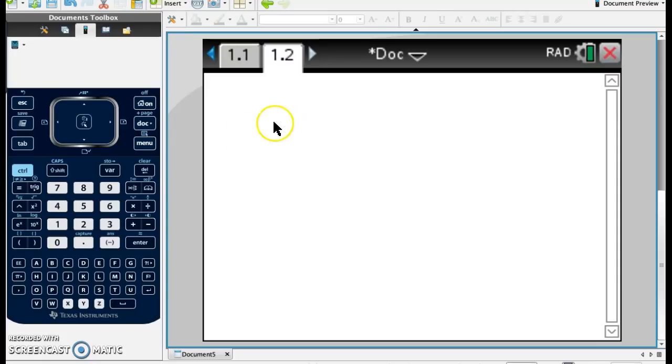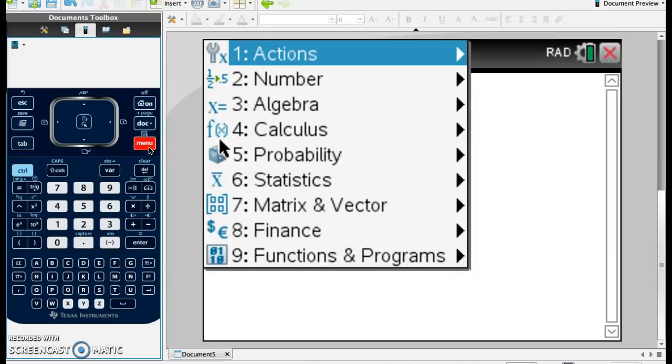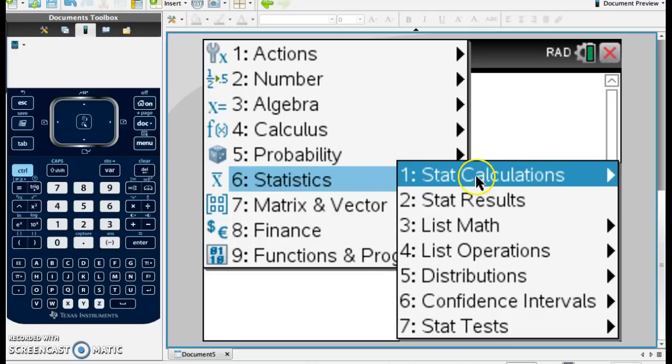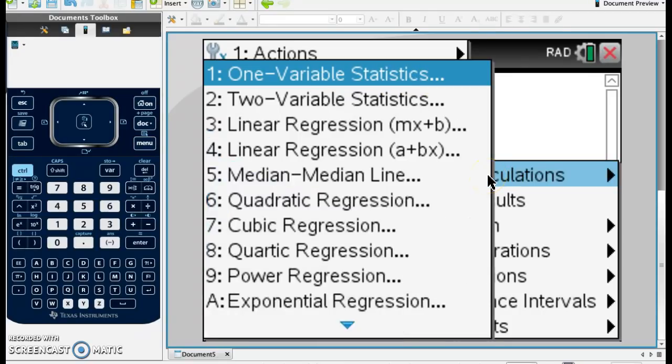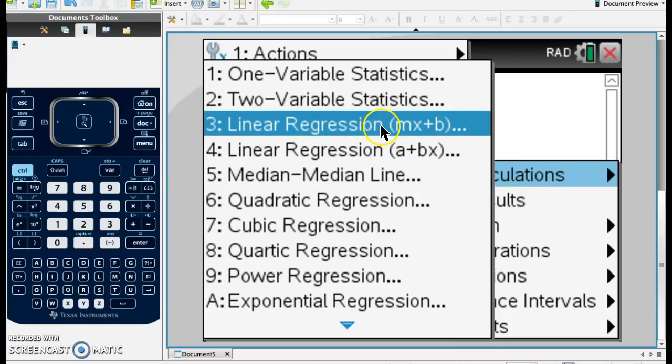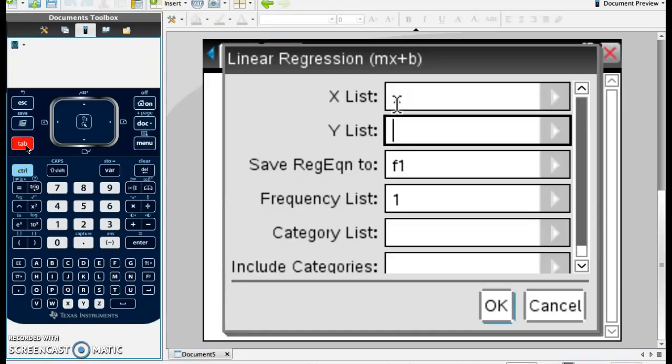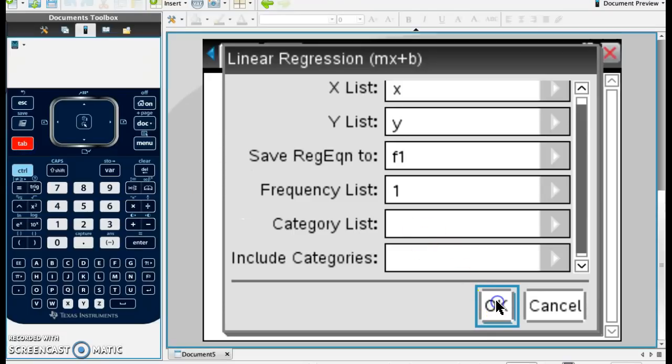And so to do that, we need to hit Menu. And this is actually a statistics feature that we're talking about. And we're going to do some statistic calculations, so number 1. And then we want linear regression, number 3. If you notice, it says mx plus b, which is the linear function that we've talked about most of the first semester. So we click that, and our x list was simply just x, and then hit Tab. Our y list, we typed in y, and so then we want to hit Tab all the way down till we get to OK, and click OK.